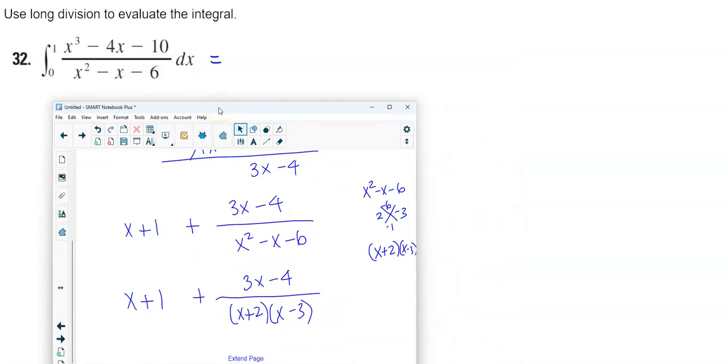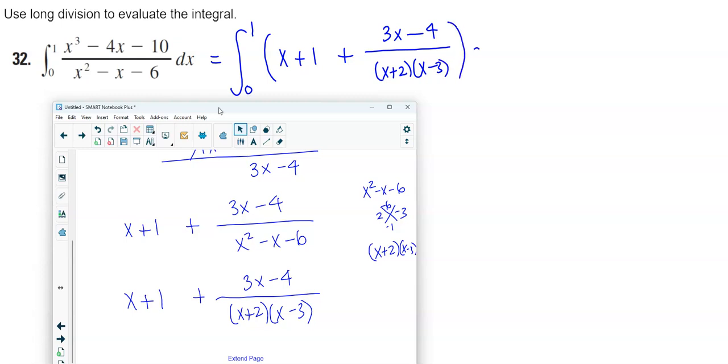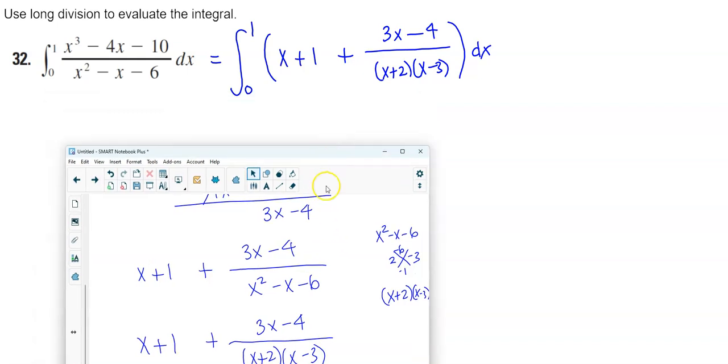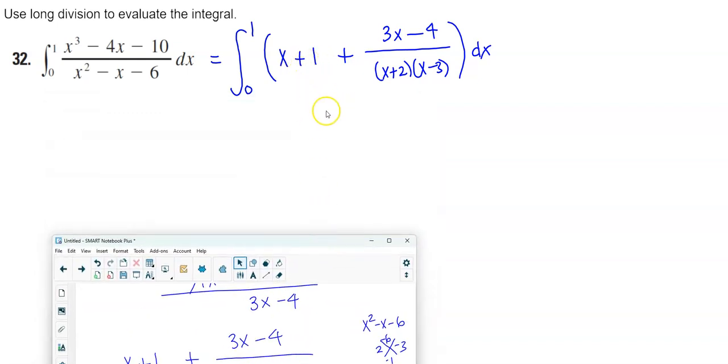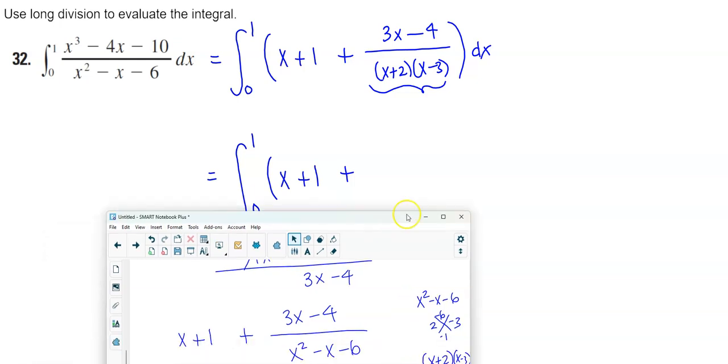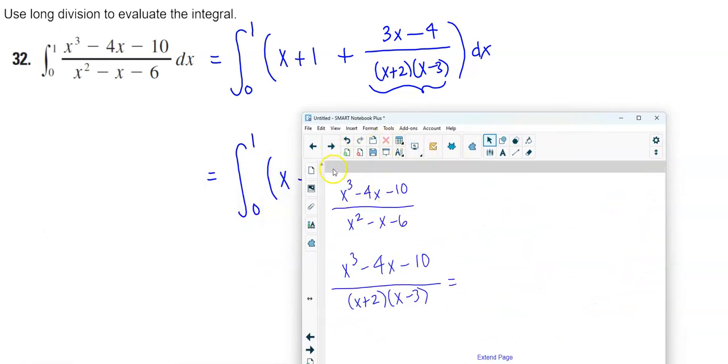So this is going to equal the integral from 0 to 1 of x plus 1 plus 3x minus 4 all over x plus 2 times x minus 3 dx. Okay, so what do we know? Well, we know that we already have this integral here, going from 0 to 1. We know that we have an x and we have plus 1. But now we need to figure out this part here, which becomes a separate problem.